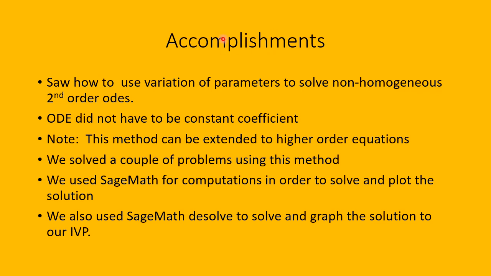So what did we accomplish in this lesson? We saw how to use variation of parameters to solve non-homogeneous second-order ordinary differential equations, and we showed also why this method worked. Along the way, we saw that the ordinary differential equation in this case, for this method, did not necessarily have to be a constant coefficient ordinary differential equation. We only looked at second-order differential equations, but I should note that this method can be extended to higher-order equations, third order, fourth order, and so forth.